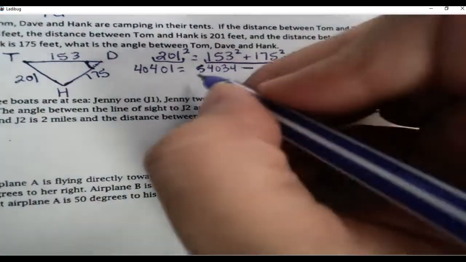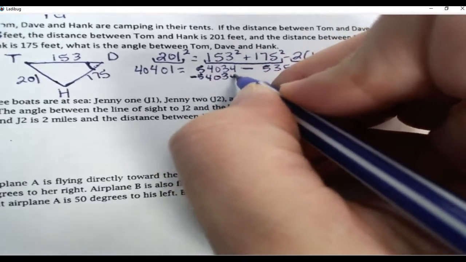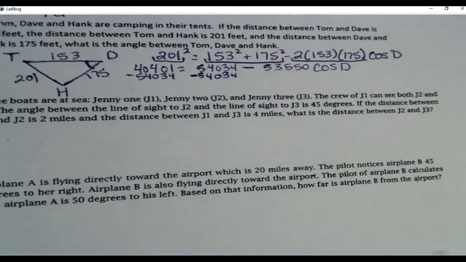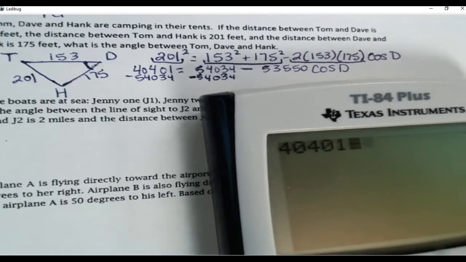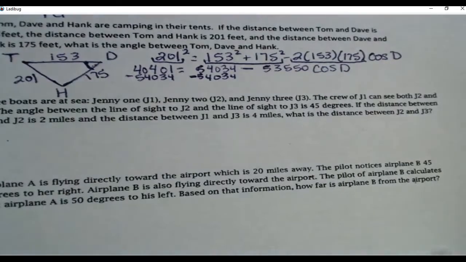We subtract this 54,034. Okay. And these steps are always the same. You always subtract first after you have simplified. So we get negative 13,633.